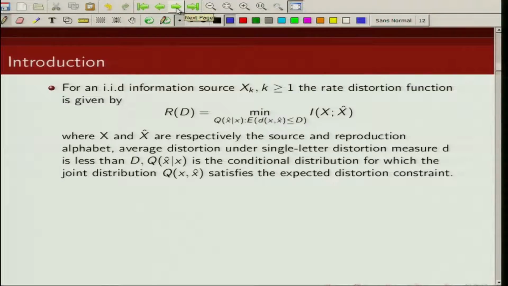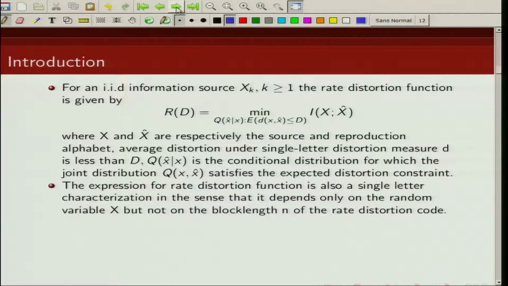Similarly, if we look at the rate distortion function, this is defined as the minimum mutual information between the source alphabet x and the reproduced alphabet, which is denoted by x hat, and this minimization is taken over all conditional distributions q of x hat given x, such that the expected single letter distortion is less than some quantity d. So q of x hat given x is the conditional distribution, and the joint distribution satisfies the distortion constraint, which is given here. Okay. Now here also this is a single letter characterization. It does not depend on the block length of the rate distortion code. It only depends on the random variable x.